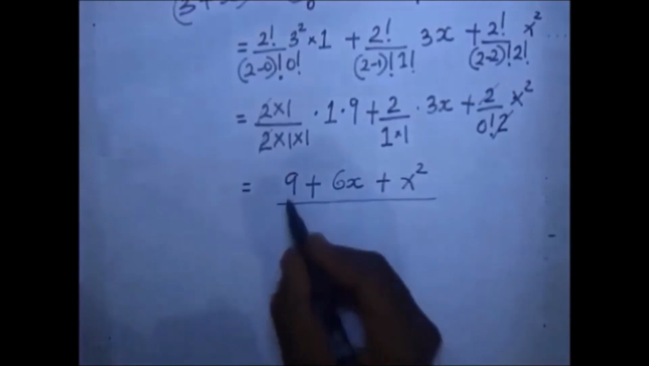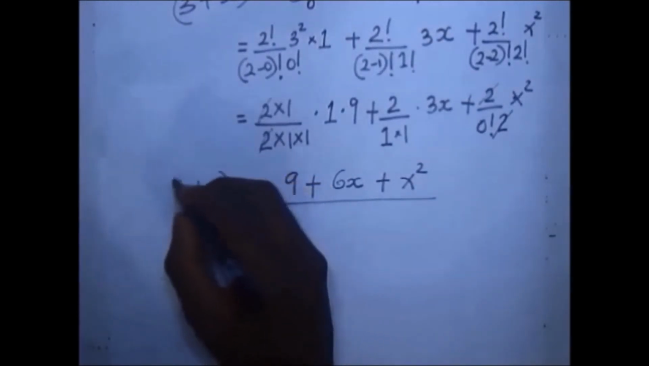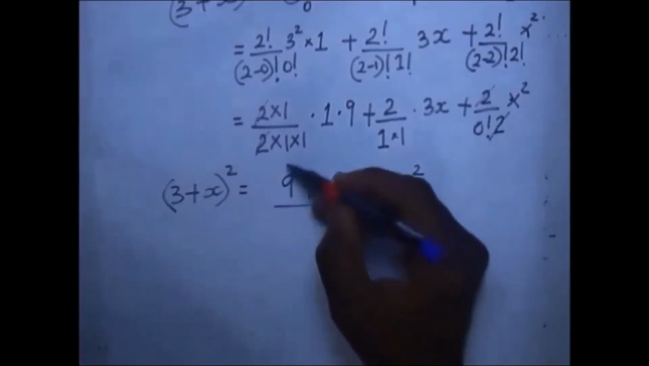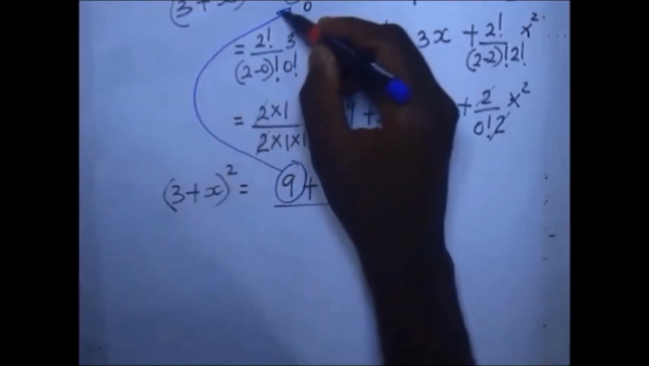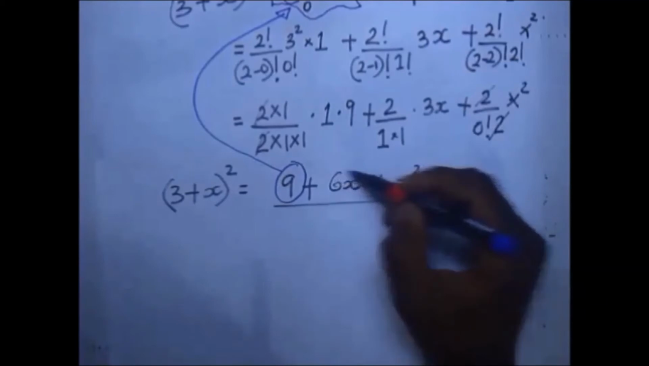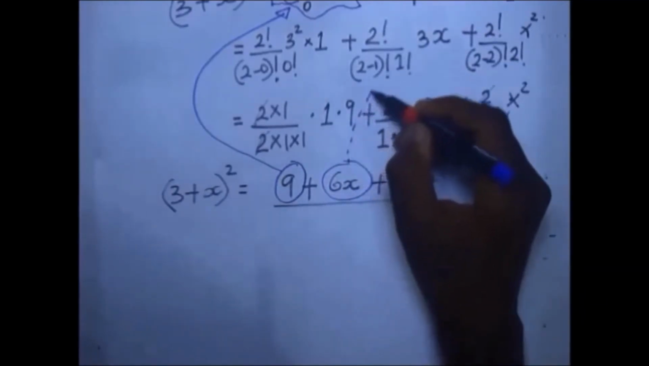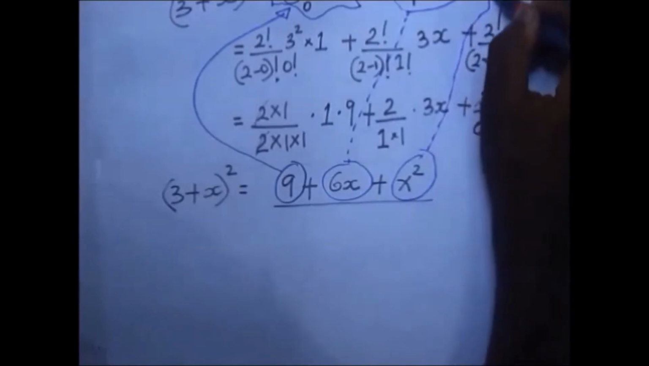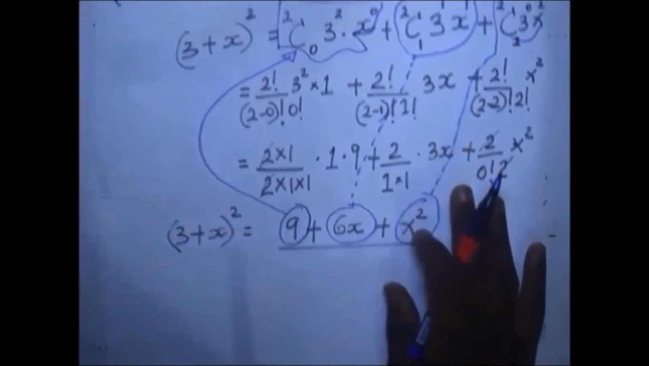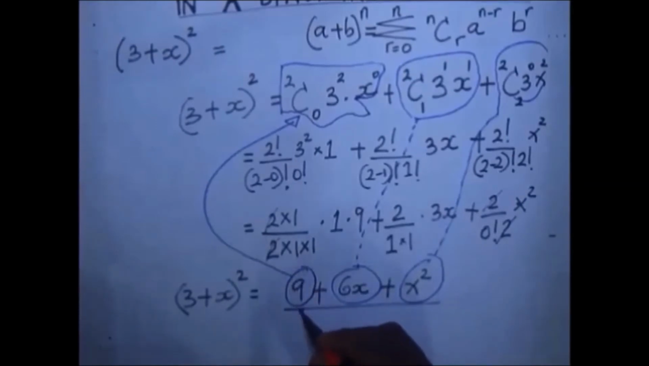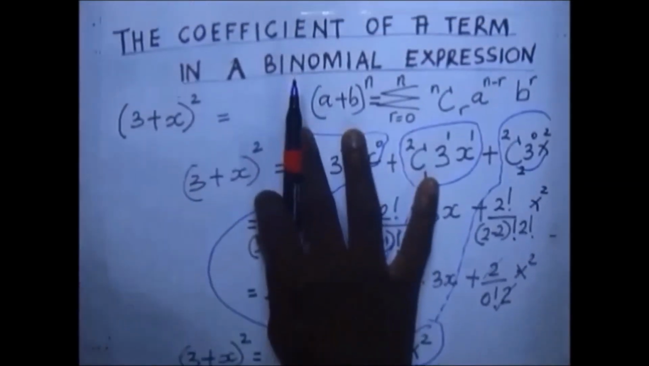So now this is the expansion for 3 plus x squared. It is 9 plus 6x plus x squared. We expanded that using the binomial expression. So now if you realize that we got this 9 from this, from that, this whole thing. We got this 6x from this. And also we got this x squared from this. What am I trying to show you? I'm trying to show you that we got this 9 from that, this from that, this from that. That is how we're able to get those terms. So now these are what we are calling the terms of the binomial expression.